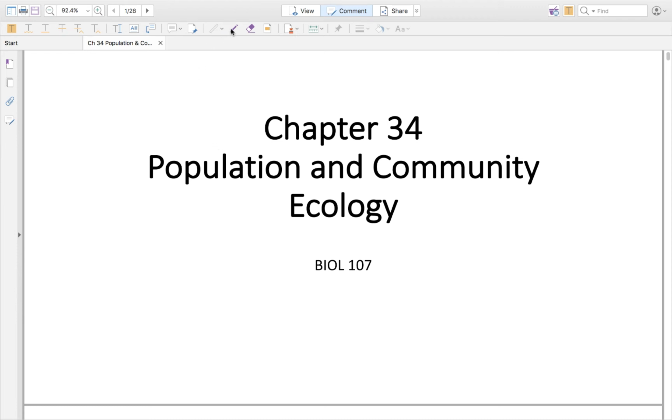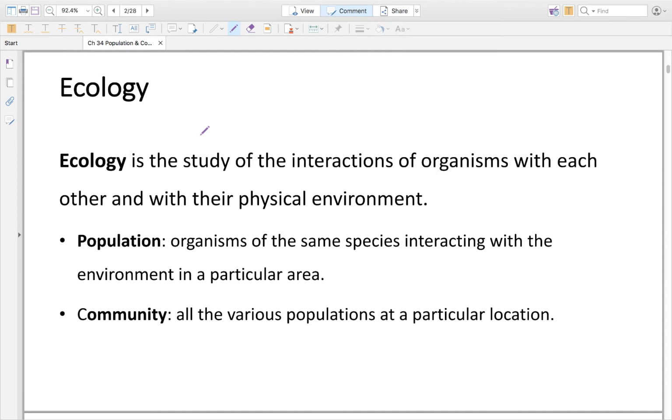Okay, welcome to Chapter 34, Population and Community Ecology. All right, so let's start with what ecology is. Now, this is a branch of biology where scientists study how organisms interact with one another and within their physical environment. So this means how certain animals and other organisms interact with one another, and how they respond and react to the physical environment. All right, so non-living factors.